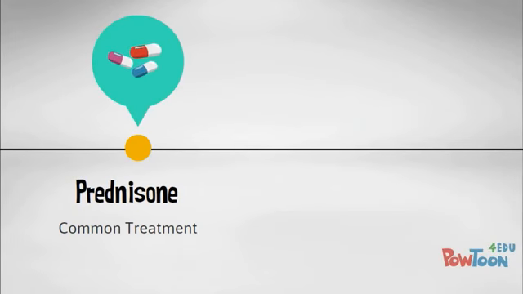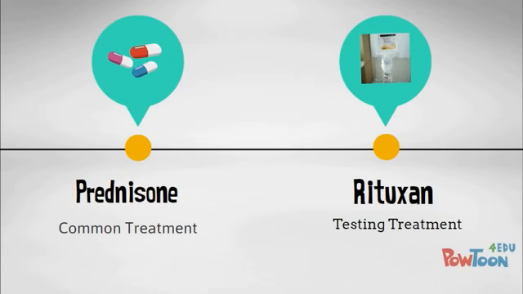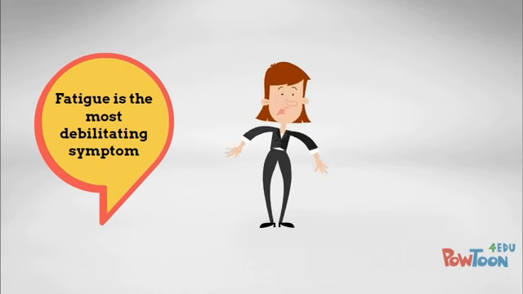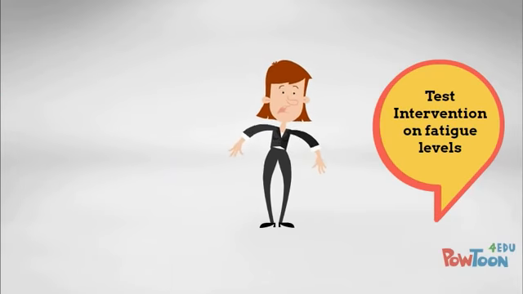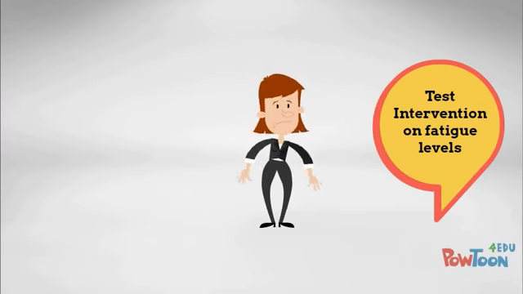Prednisone is a steroid that is commonly used to treat these symptoms but can also cause horrible side effects. Rituxan has been seen as another possible treatment option, although there are very few studies. Since fatigue is a common symptom among lupus patients, we will test the intervention to see if it works on lowering fatigue levels.